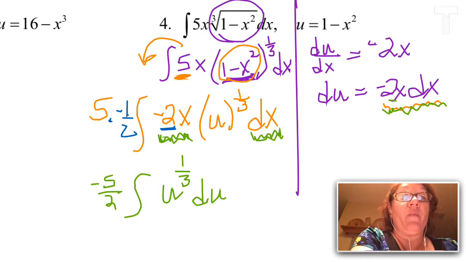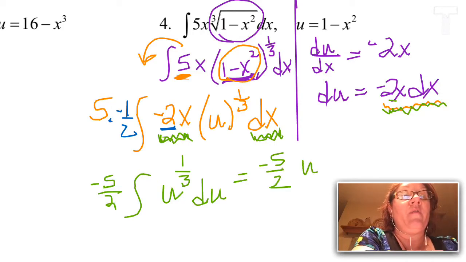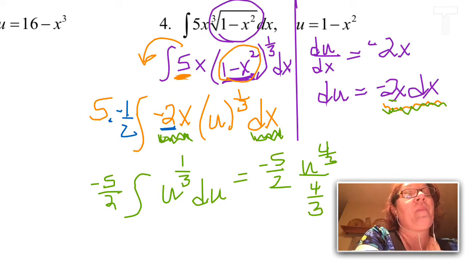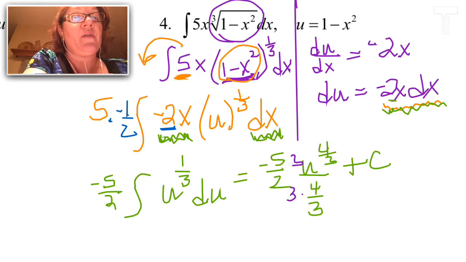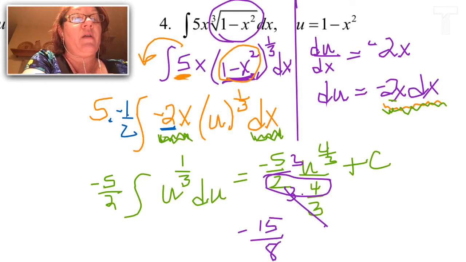And I go, oh my goodness, I can power that back up. So I'll have negative 5/2, and then it'll become u to the 4/3, oops, divided by 4/3. Well, that's ugly. Plus my vitamin C. And then let's see, I don't like this crazy fraction on the bottom of a fraction. So we'll make that go away, which means now on top we have a negative 15. And on bottom we have 8 u to the 4/3 plus c.